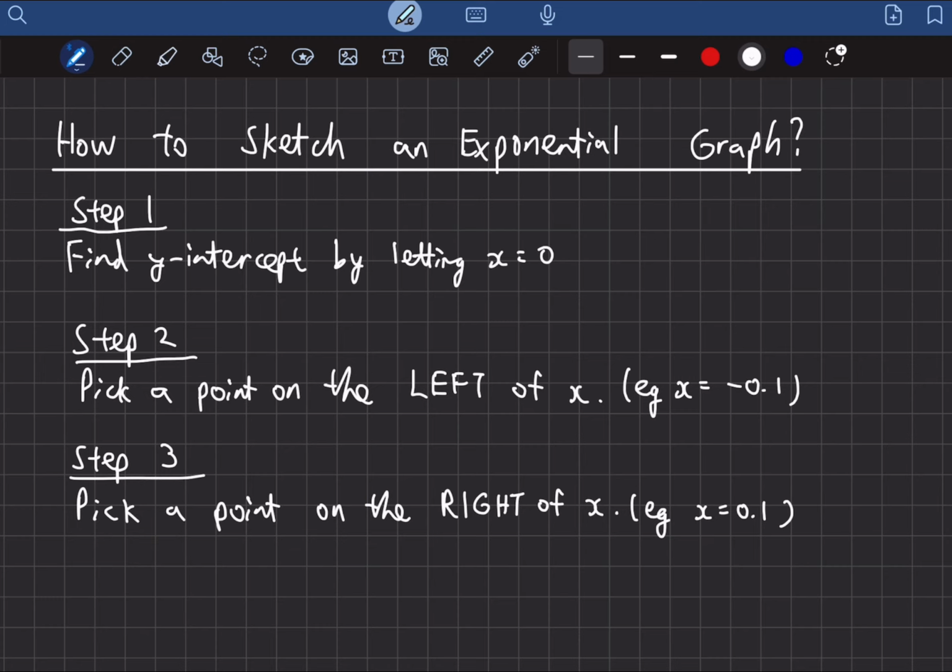Do take note, for an exponential graph, most of the time it is of this shape, either in this manner or in this manner, depending on what we are given. So for example, there are a few steps that we need to be mindful of. You can see over here I've written down. Step 1 is to find the y-intercept, which is very similar to sketching a straight line in elementary math, which is let x equals to 0.